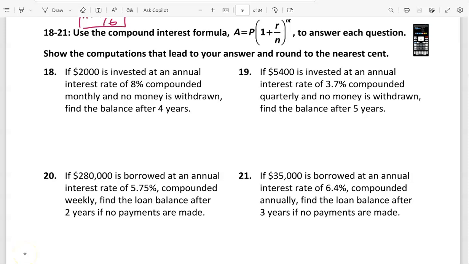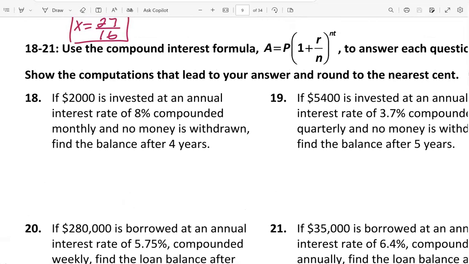In number 18 through 21, we're asked to use the compound interest formula. It's important to know that this interest formula will be given to you as you see, but the explanation of what the variables in the formula mean will not. So let's identify what each of the variables are in number 18.